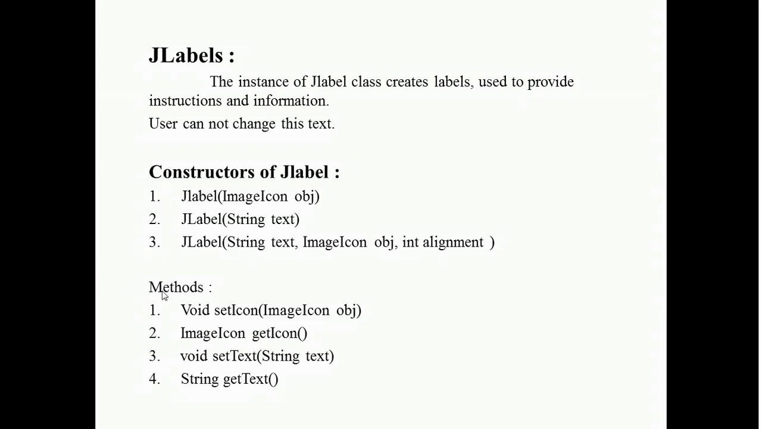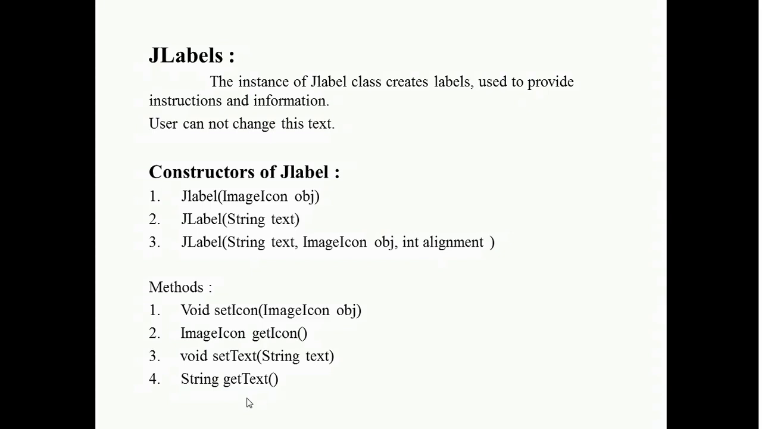Now see the methods of the JLabel component. The JLabel component has four methods. The first method is void setIcon, and the parameter is an ImageIcon object. The second method is ImageIcon getIcon. The third method is void setText, and the parameter is String text. And the fourth method is String getText.